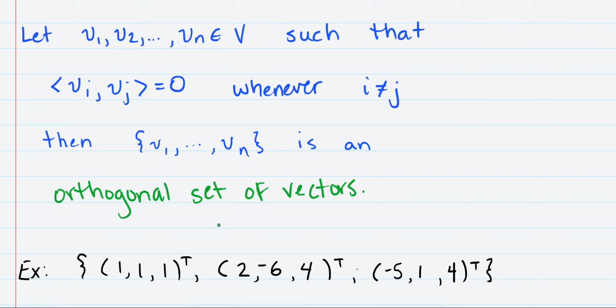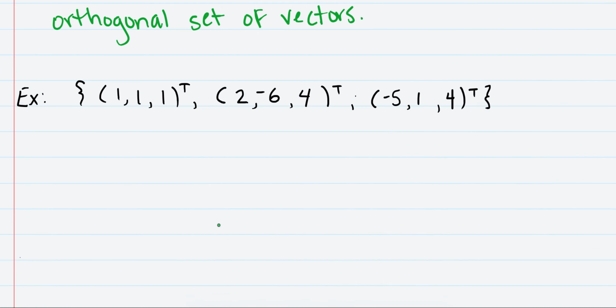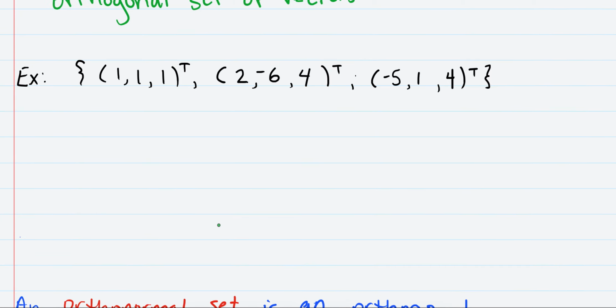Let's look at an example. So let's say we have these three vectors in R3: 1, 1, 1; 2, negative 6, 4; and negative 5, 1, 4. And I want to show that they are an orthogonal set of vectors.